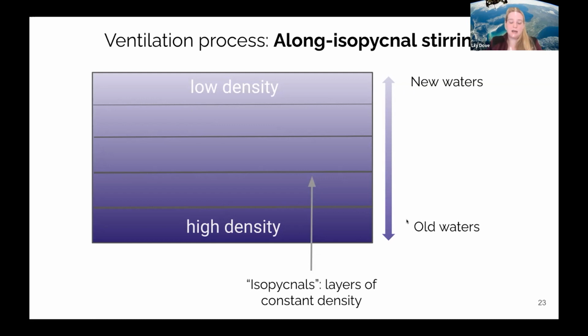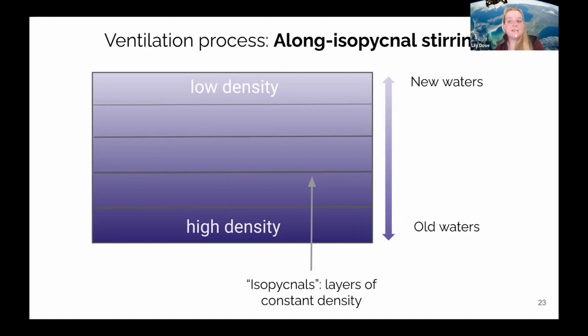And we know that waters like to stay at their given density. They just like to stay on their density surface and do adiabatic stirring. And these gray lines are representing those isopycnals, or lines of constant density.